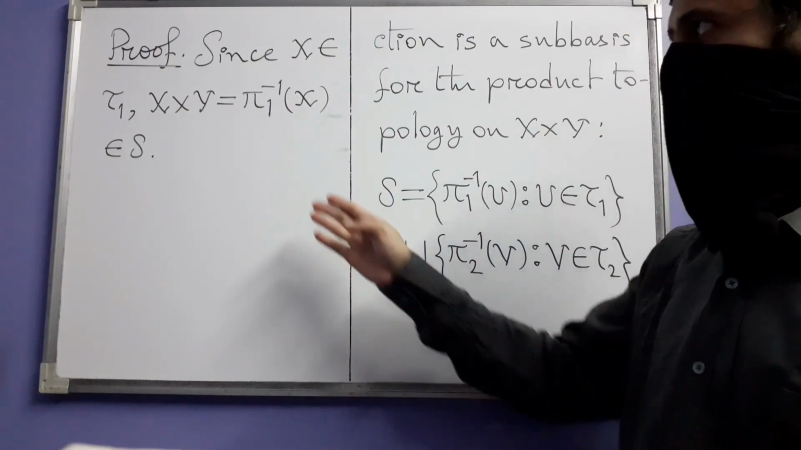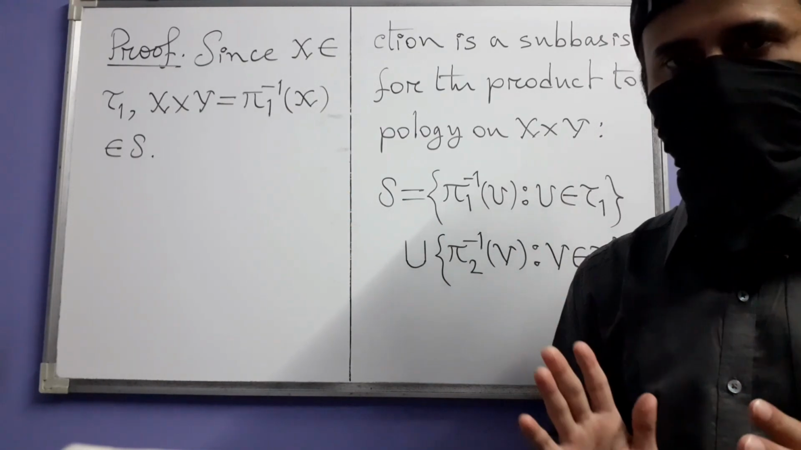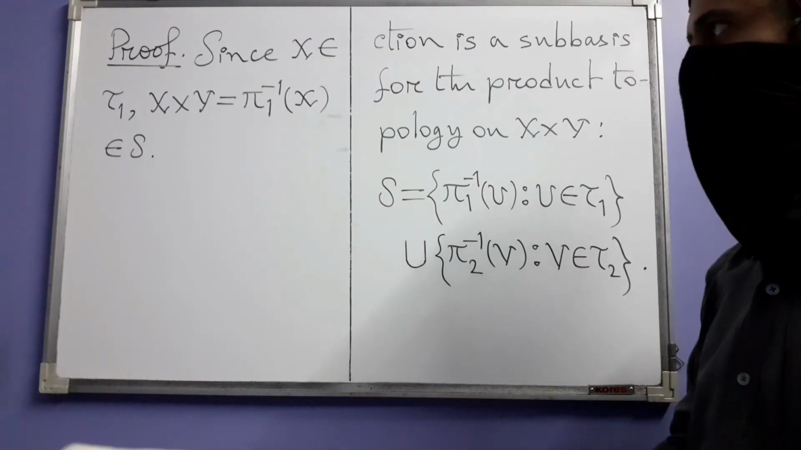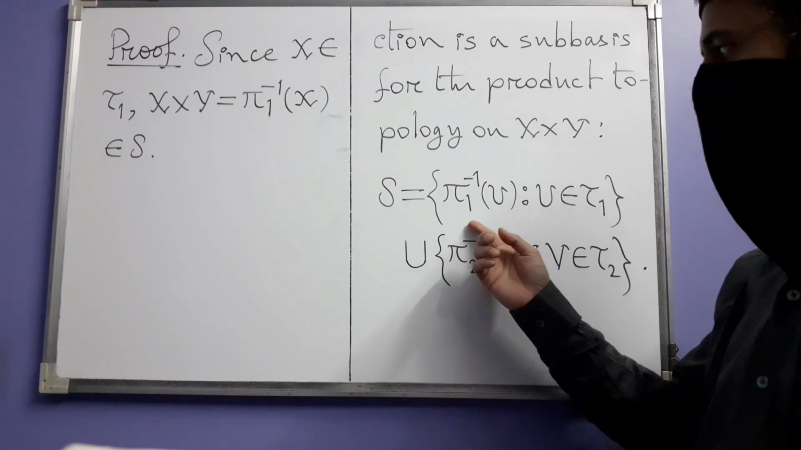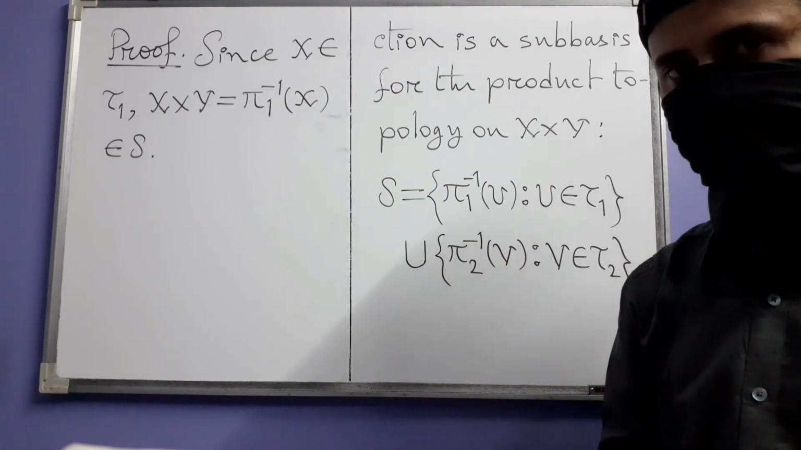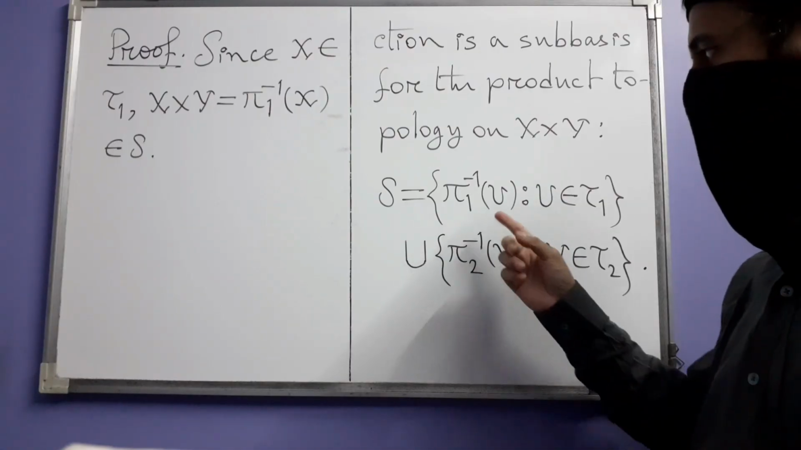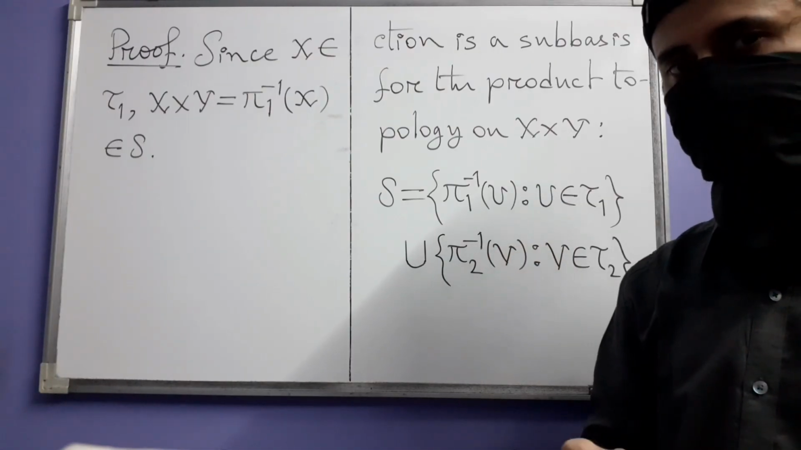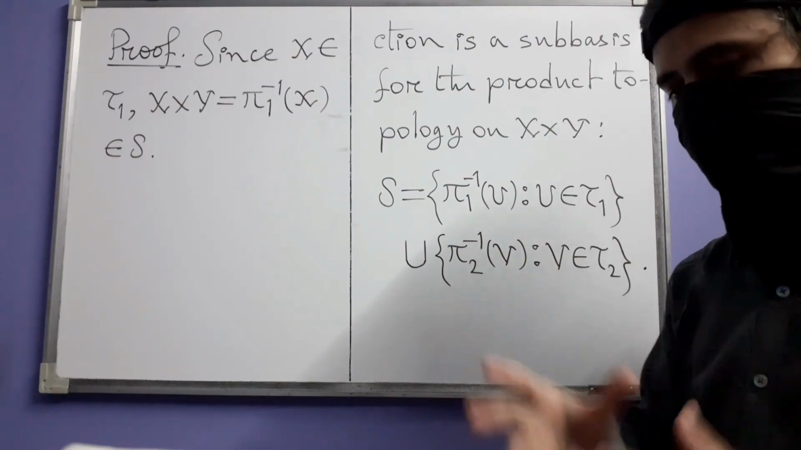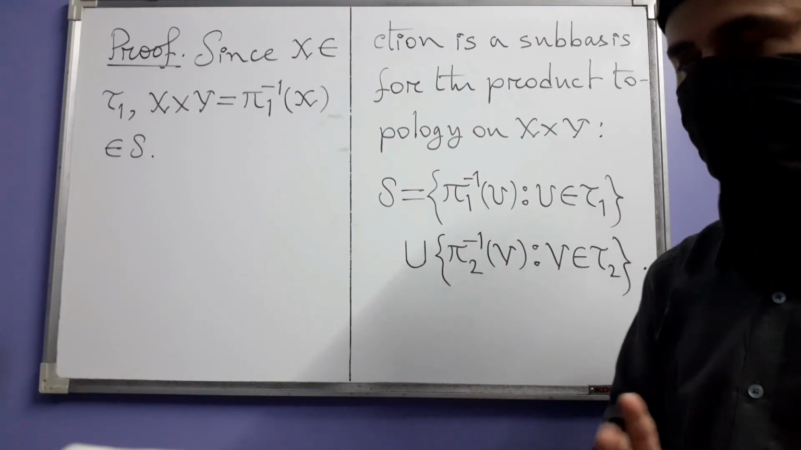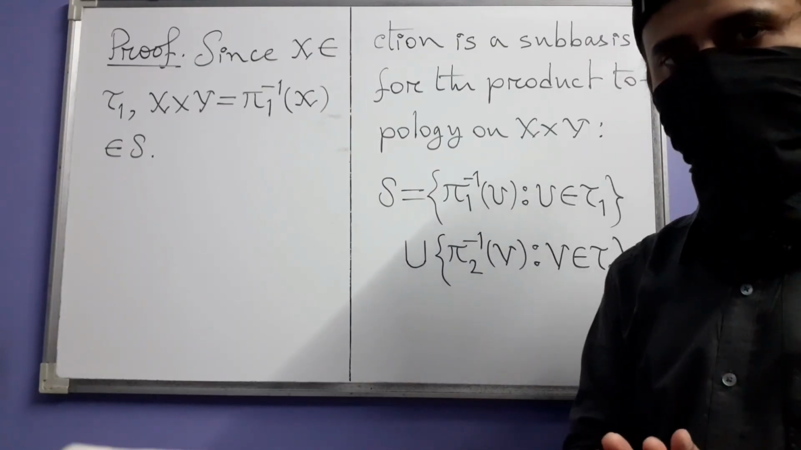The first job in this proof is to show that S is a subbasis for some topology on X times Y. And that amounts to showing that if you take the union of all the elements in S, because the elements in S are sets after all, and in fact all of them are subsets of X times Y, so the union will be a subset of X times Y. We need to show that that union is actually equal to X times Y.